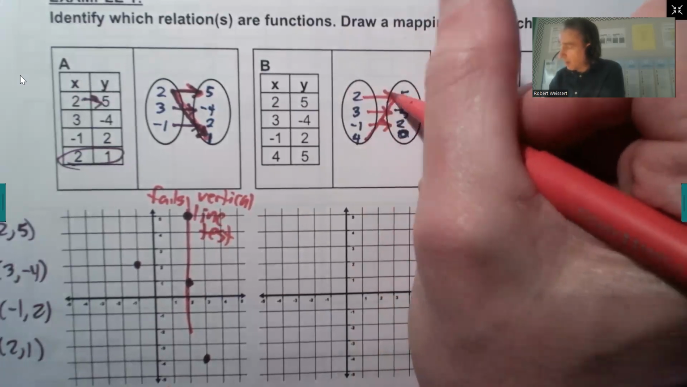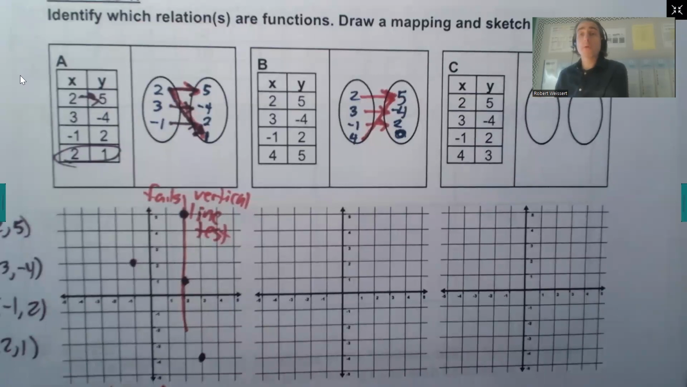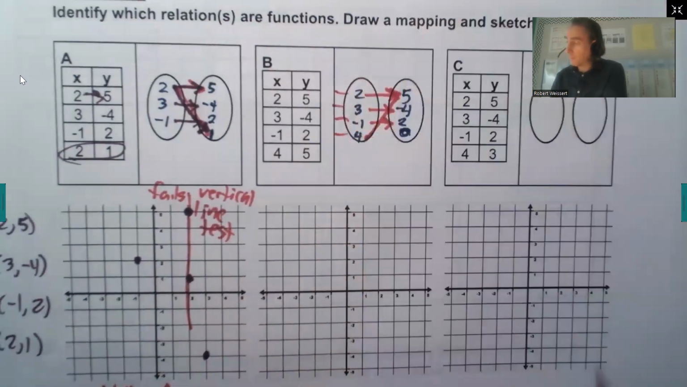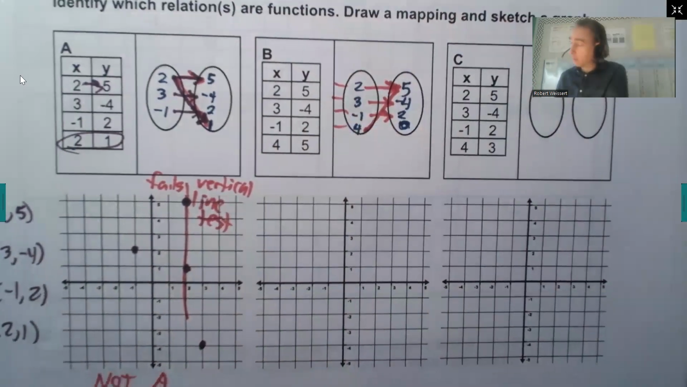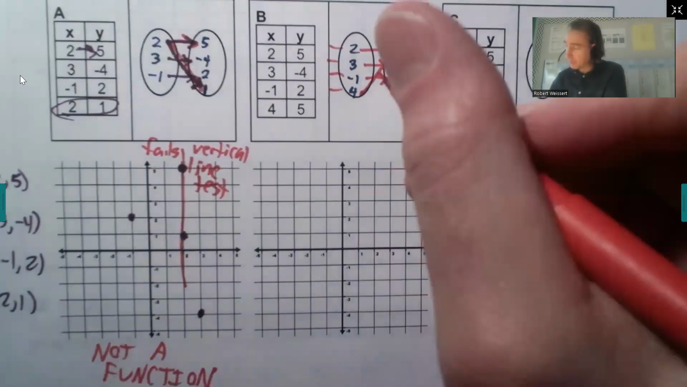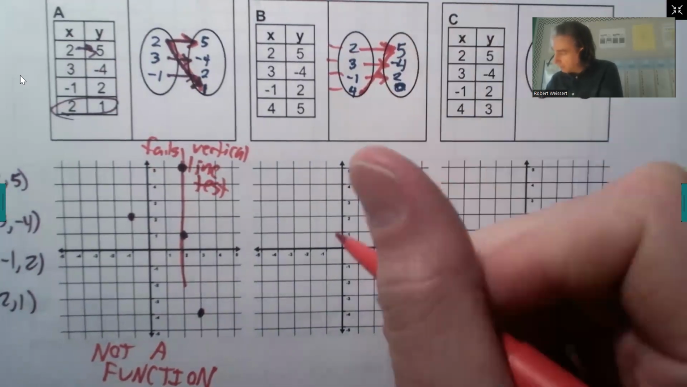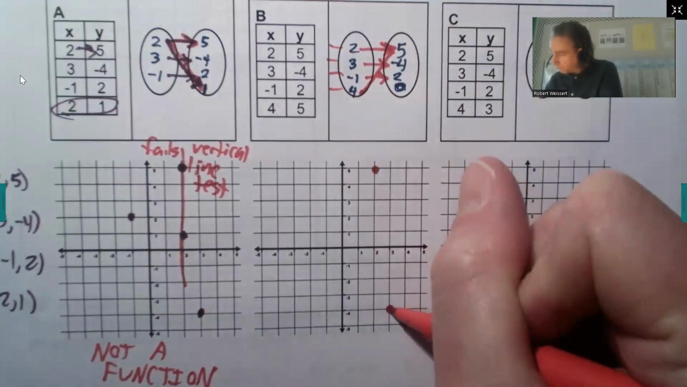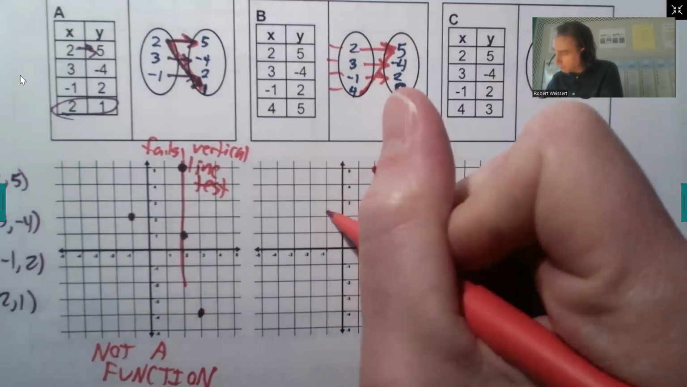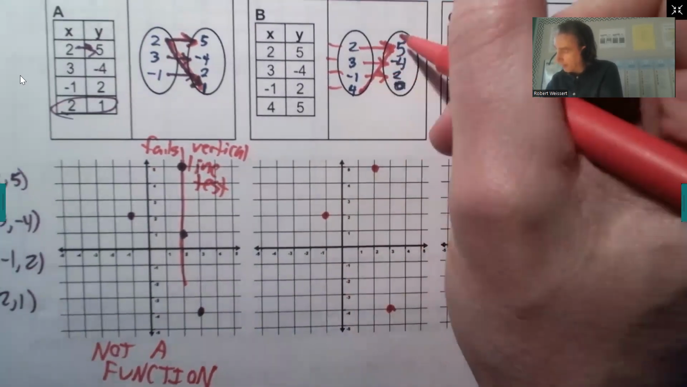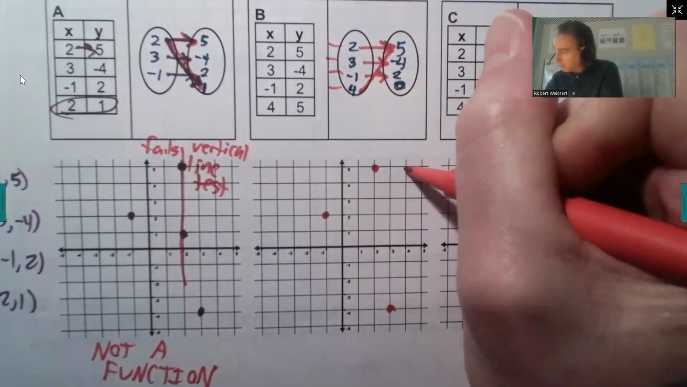Now, it's okay if the y value gets repeated. What we don't want is the x value getting repeated. So as long as these are all unique, that's going to be a function. Now, if we graph it, you're going to see 2, 5. Let me put that up here. 3, -4, -1, 2, and 4, 5. So that's going to be over here.